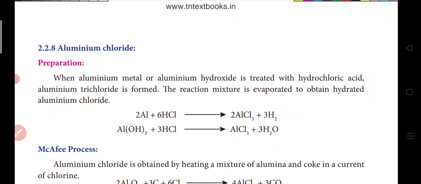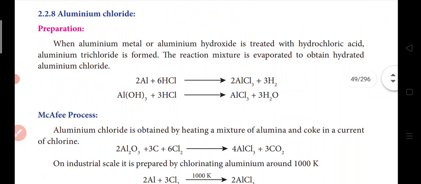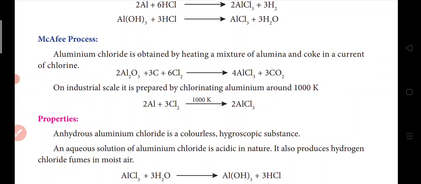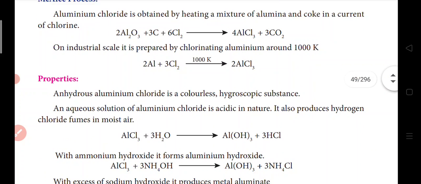Next is aluminium chloride. Aluminium chloride is prepared by the reaction of aluminium with hydrochloric acid, and also aluminium hydroxide reacts with hydrochloric acid to give aluminium chloride. Next, the main process is the McAfee process, again a book back question. Aluminium chloride is obtained by heating a mixture of alumina and coke in a current of chlorine. So alumina, Al2O3, and coke, which is carbon, react with chlorine to give aluminium chloride. And on industrial scale, they prepare it by chlorinating aluminium. So aluminium and chlorine are directly reacted at 1000 Kelvin to give aluminium chloride.